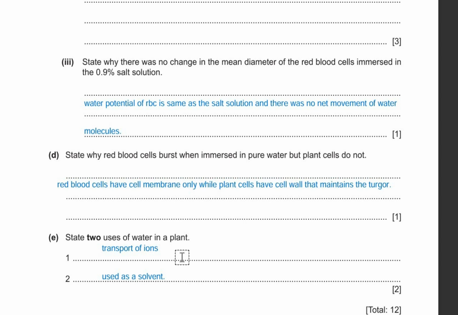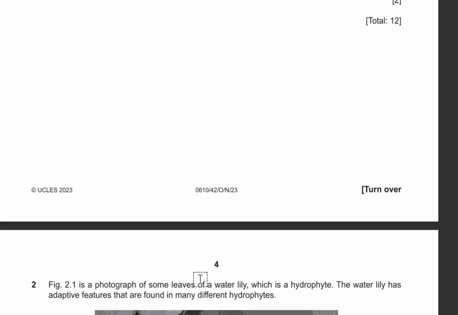Now part E says state two uses of water in a plant. Because water has a lot of uses. For example, it helps in the transport of ions and sucrose from the source to the sink, and to other parts of the plant body. Another use of water is that it is a solvent. Alright? So, it is also used as a reactant in many processes like photosynthesis. Alright? This was question number 1.